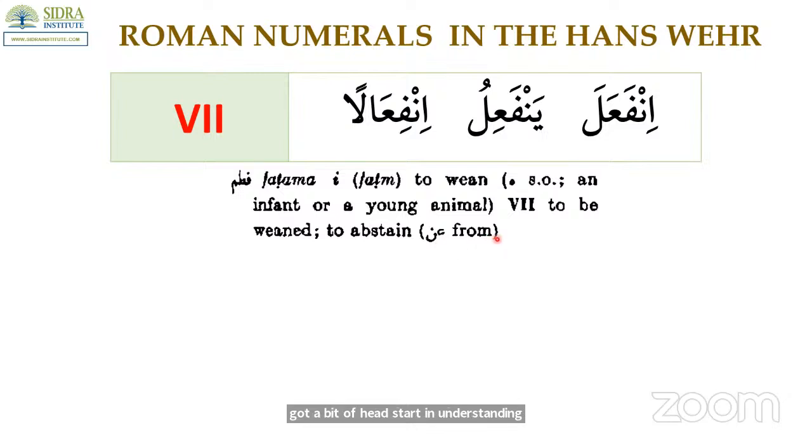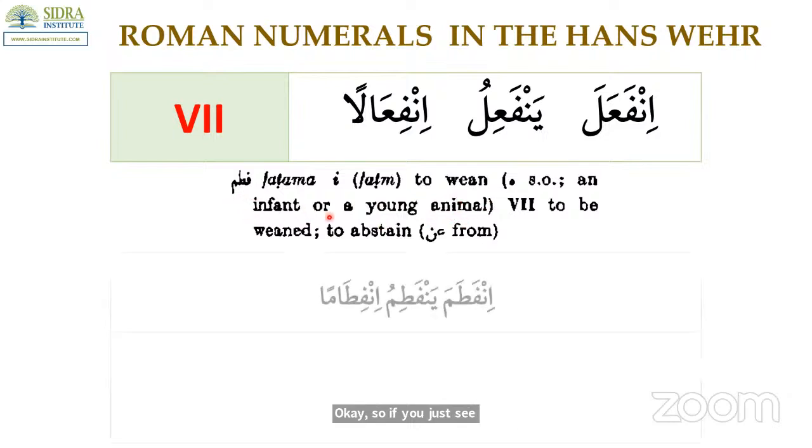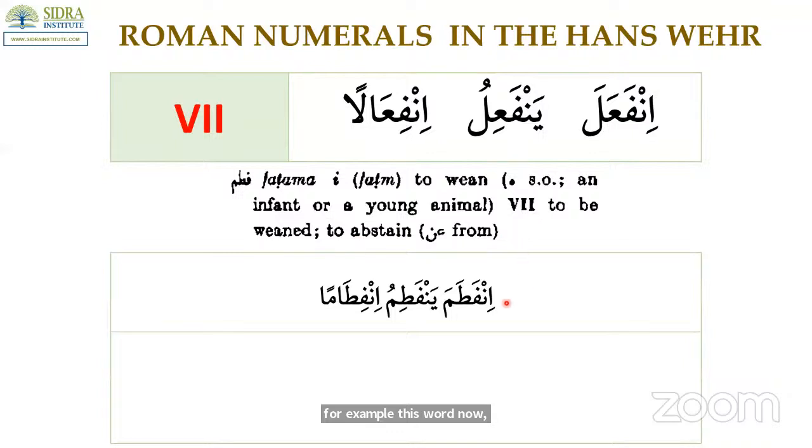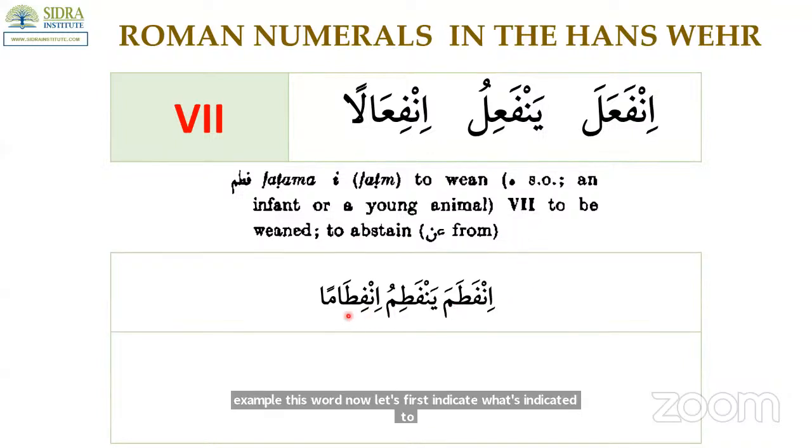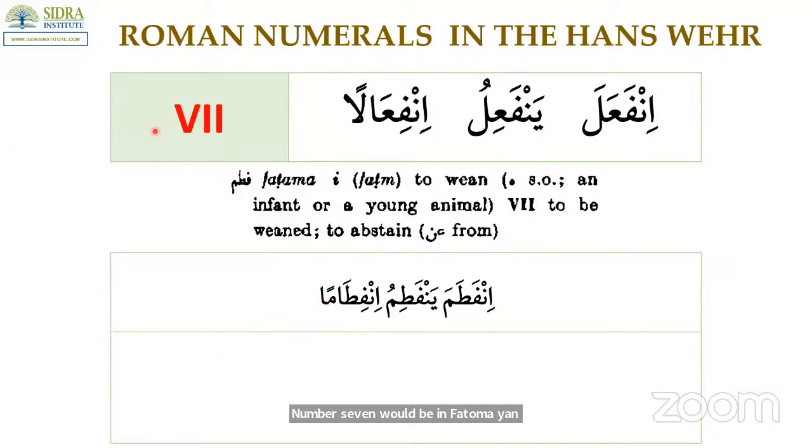So when we do come to it, you've got a bit of a head start in understanding what's going to come. So when you have verbs, depending on what type of words they are surrounded by, it can change the meaning of that word. So if you just see, for example, this word now, fatama, let's first indicate what it's indicated to. Number 7 would be infatama yanfatimu infitaman. So Hanswe expects you to see this number 7 under fa, ta, and mim and be able to conjugate the verb pattern infatama yanfatimu infitaman.